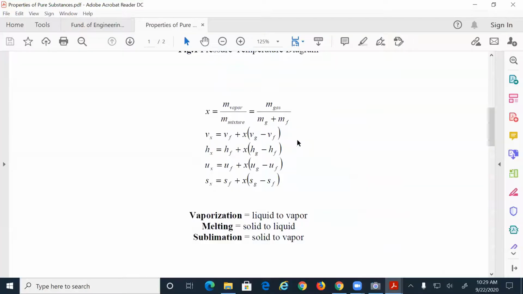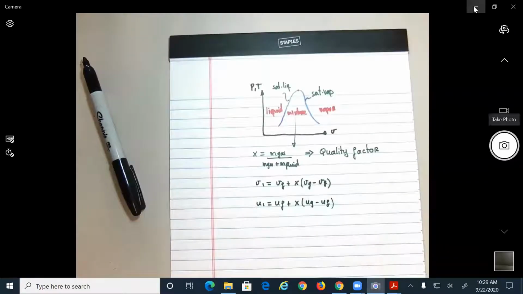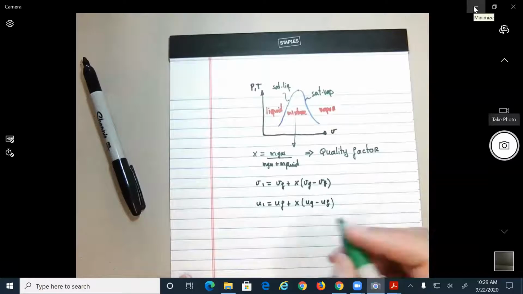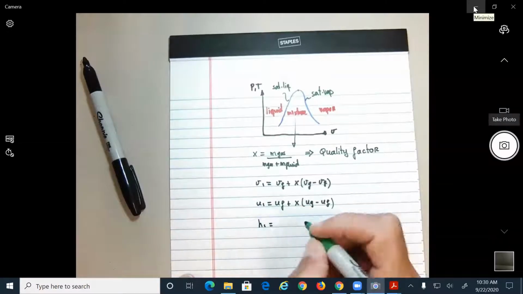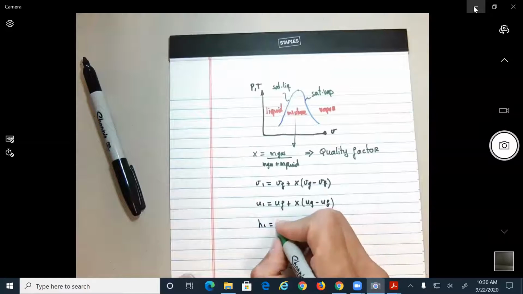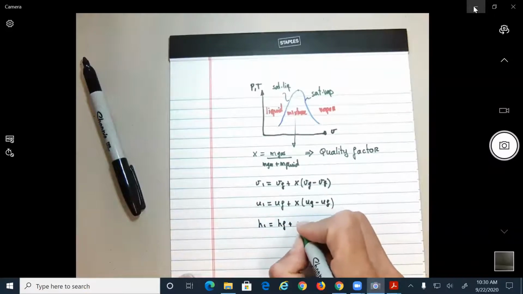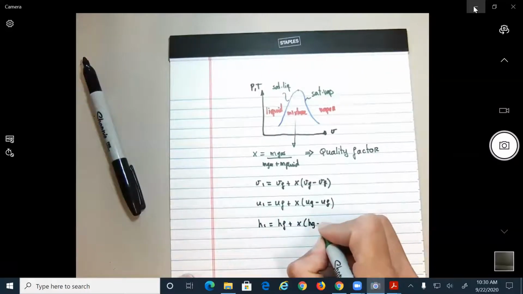All right, so you can bring this table. You see? Ug minus U fluid. You can do the same thing for the enthalpy, and you'll be able to do the same thing for the entropy later on. You don't know what entropy is yet. So you could write H1, or whatever the number would be, would be H fluid plus X times H gas minus H fluid.